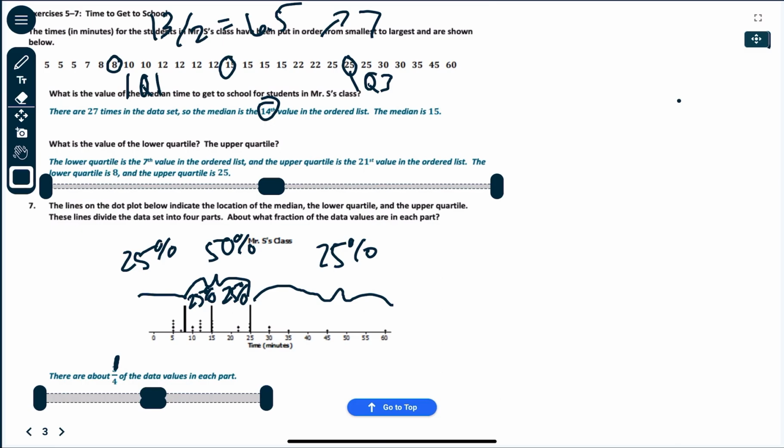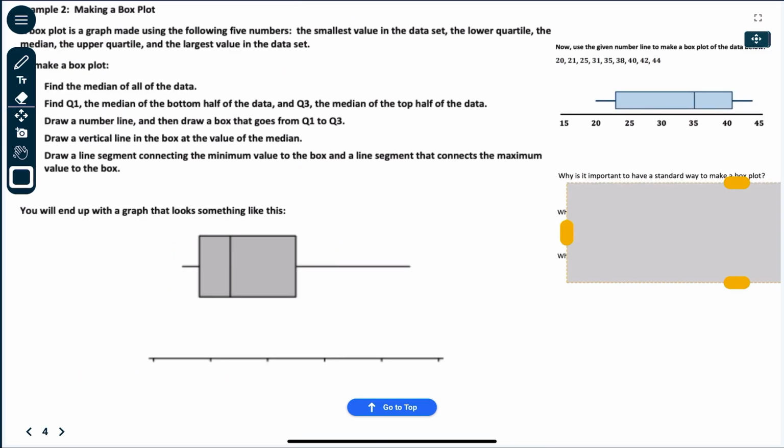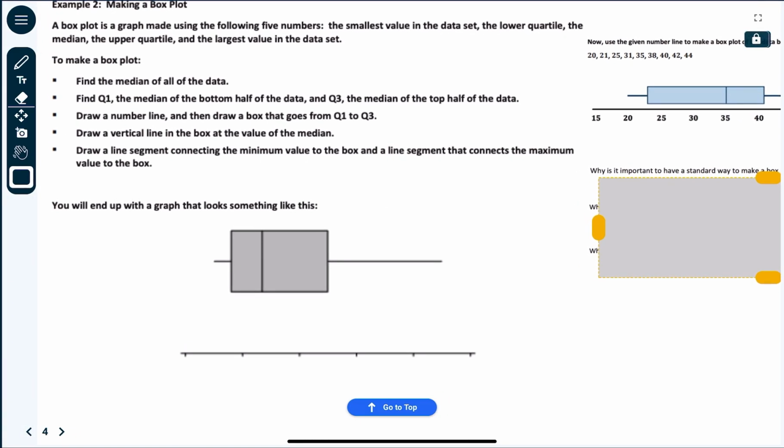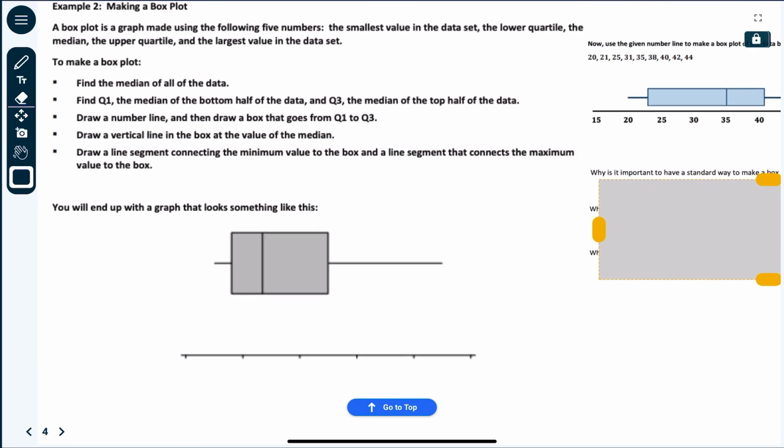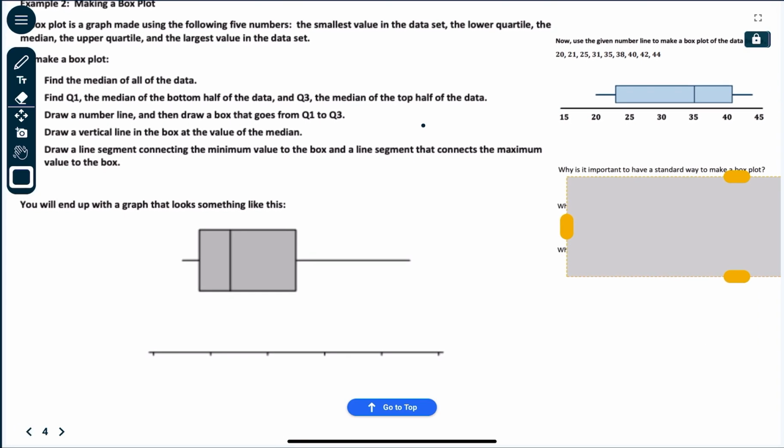Okay? Now we're making a box plot, or what I used to call, when I was in school, a box and whisker plot. Okay, so how do you do that? If I were you, I would write these things down. To make a box plot, you find the median of all the data. Find Q1. Find Q3. Then draw a number line, and draw a box that goes from Q1 to Q3.